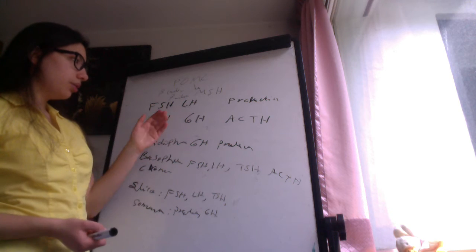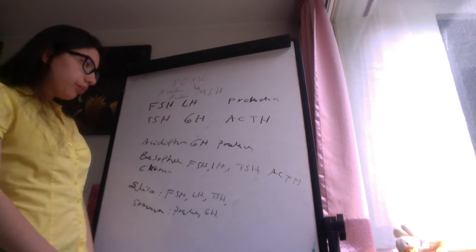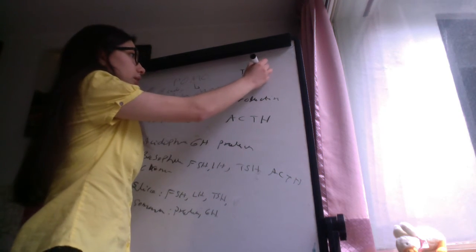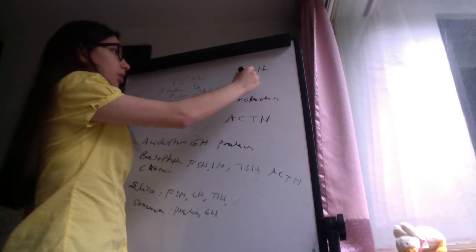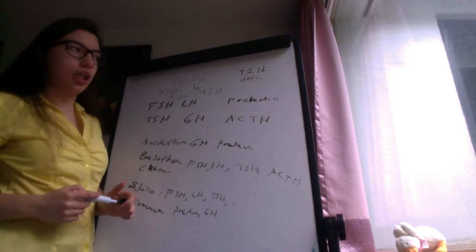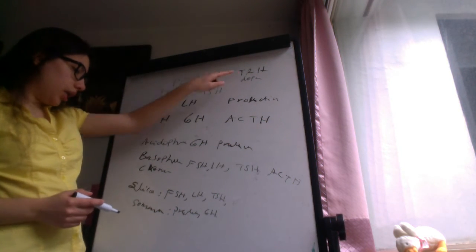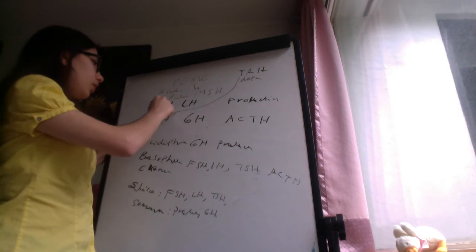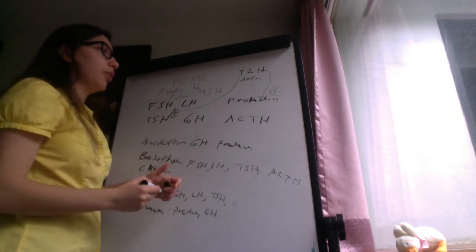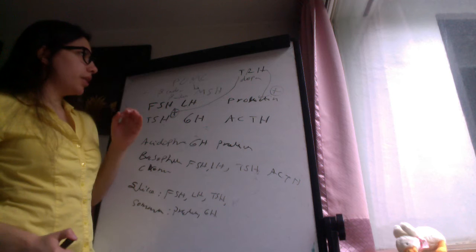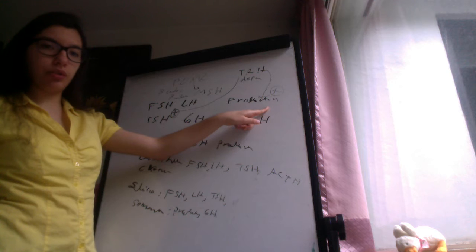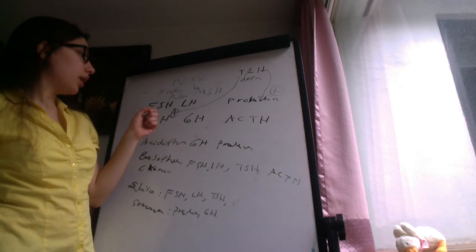Now the regulation of these hormones. Prolactin is going to be regulated by TRH and dopamine. TRH is thyrotropin releasing hormone. This is produced in the hypothalamus. TRH stimulates the TSH, but also stimulates prolactin. So if a patient has tertiary hyperthyroidism, we also have increased prolactin, and so we have amenorrhea.